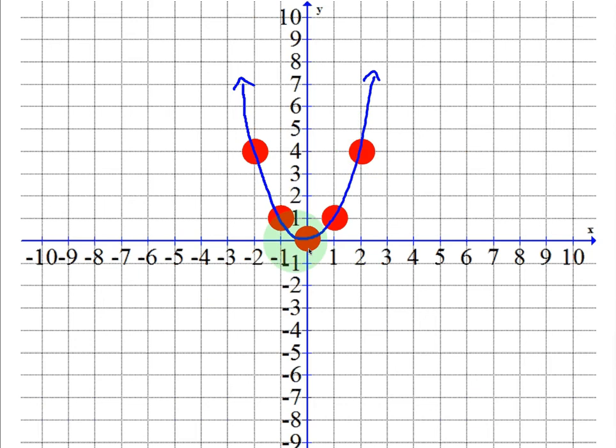Does anybody remember the name of that curve? If you said parabola, you're correct. You can say U-shape if you want, but the technical term is parabola.